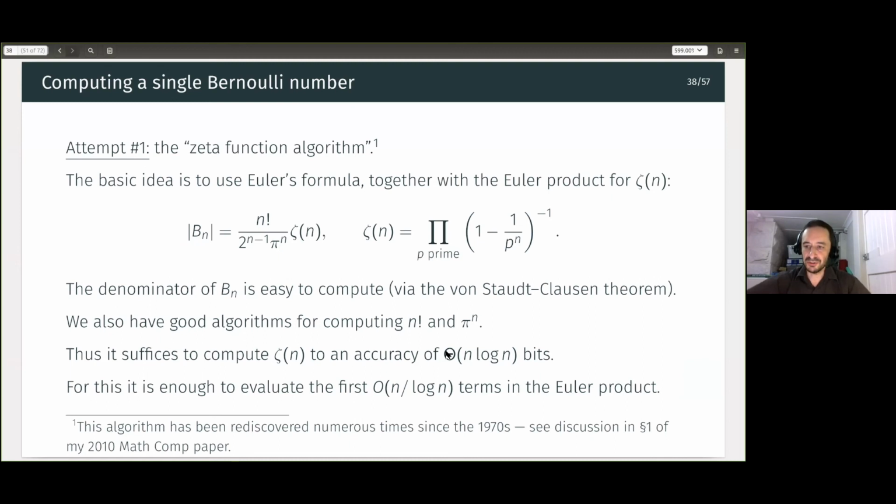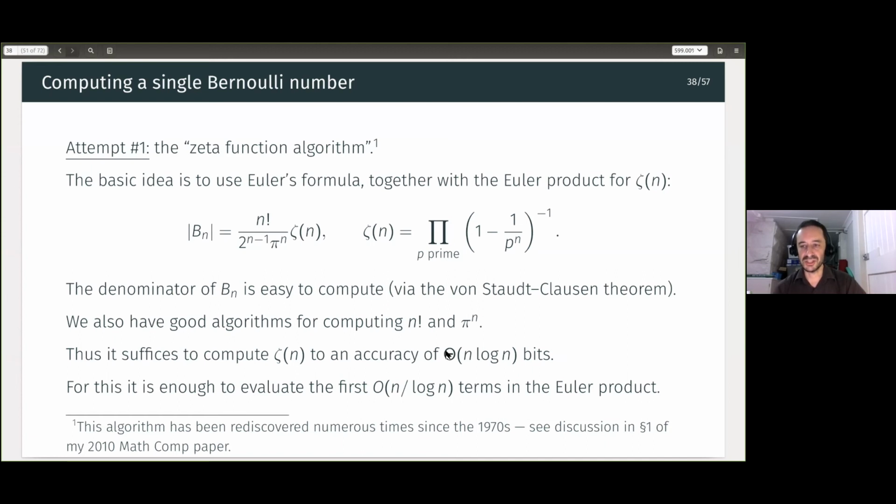Here's a first attempt at a fast algorithm for computing a single Bernoulli number. This is called the zeta function algorithm, and it's been discovered maybe a dozen times independently. I document this in my 2010 Math Comp paper. Sorry, thinking of a different paper.